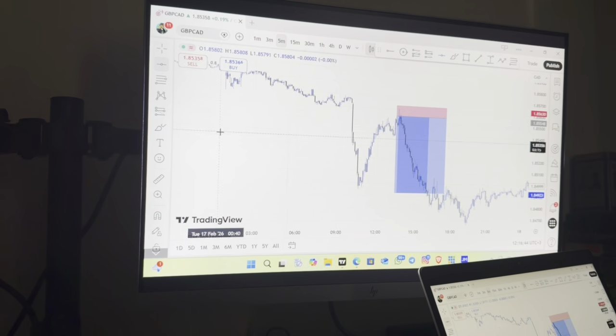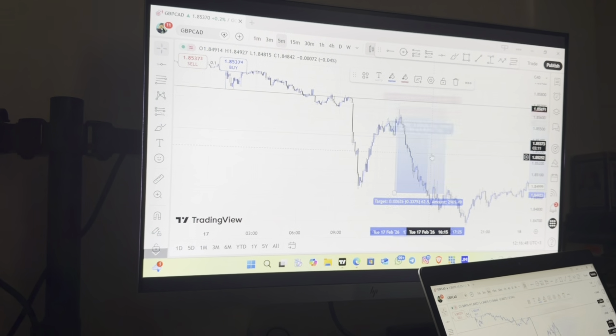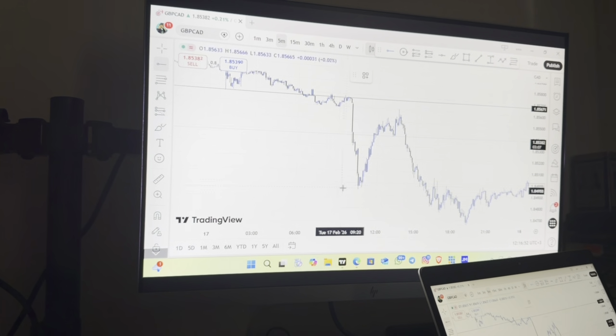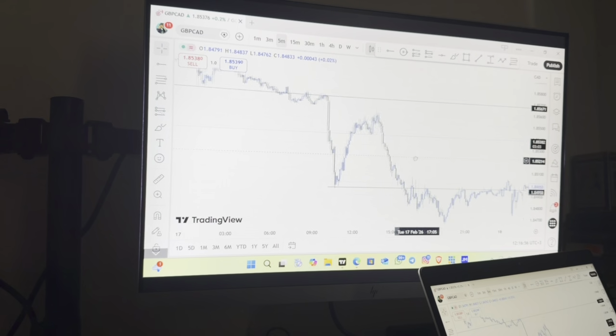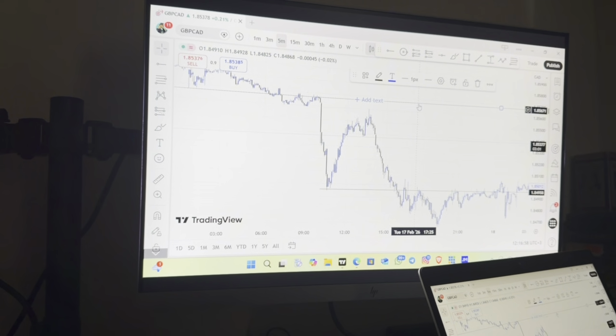Another thing, the horizontal line. If you want to draw a line, you can use either that one, or you can come to use this one. Both work.